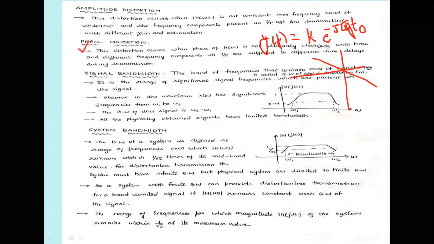If the amplitude is constant, there is no amplitude distortion. If it is variable, you get distortion in the amplitude. This distortion occurs when the magnitude in the band of interest and the frequency components present in the input signal are transmitted with a different gain and attenuation.